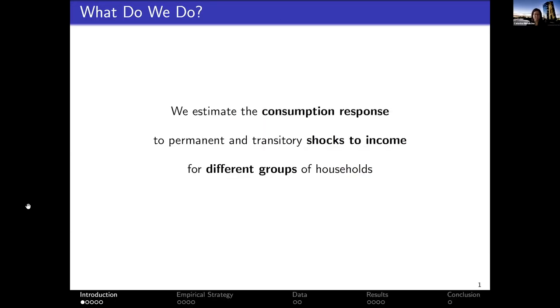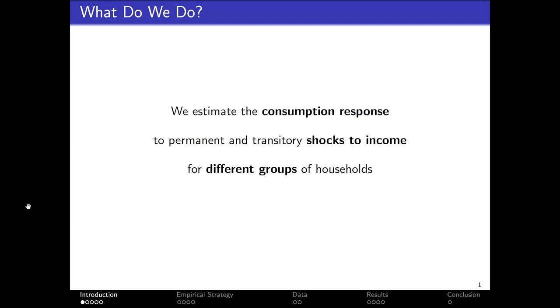Okay, so what is this paper about and what are we doing? It's an empirical paper, and we're going to estimate the consumption response to permanent and transitory shocks to income for different groups of households. Let me unpack that a little bit. Essentially, we're measuring marginal propensities to consume out of permanent and transitory shocks.